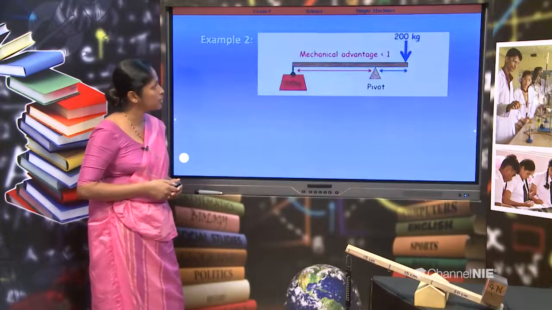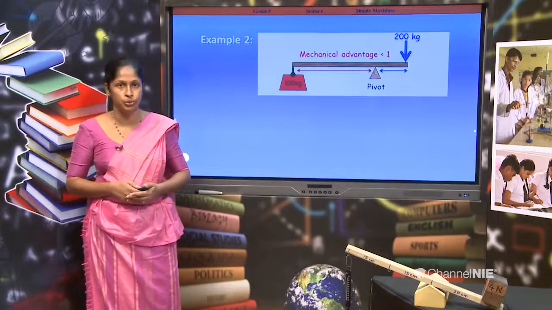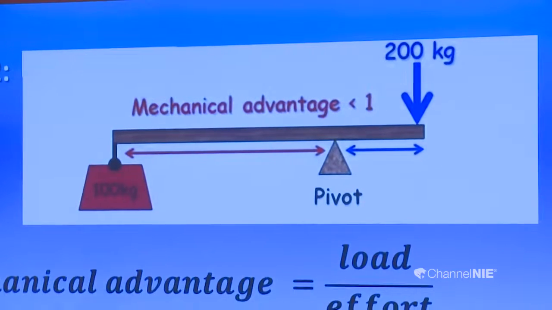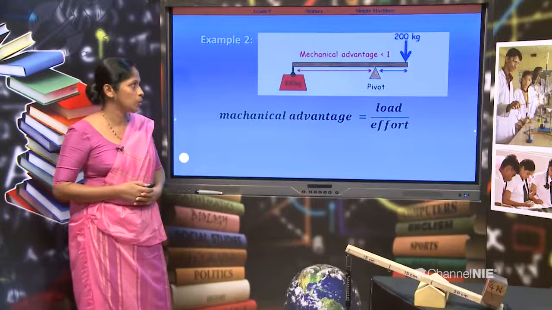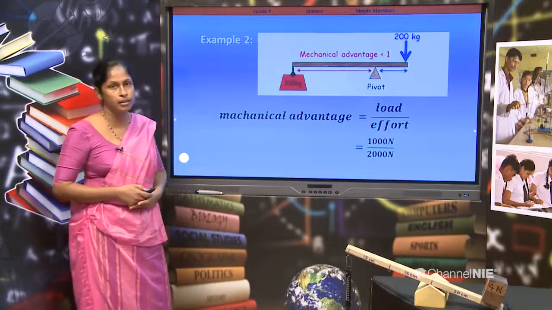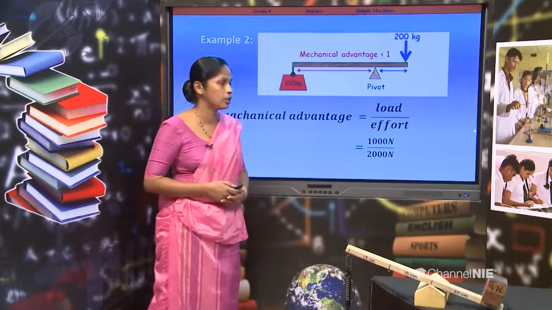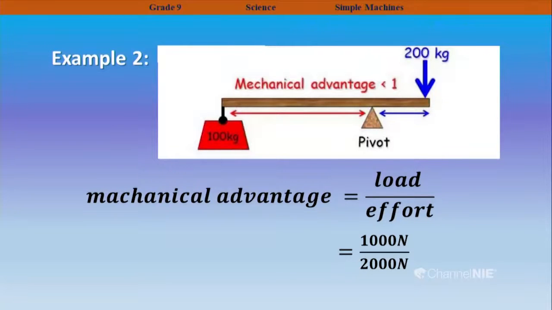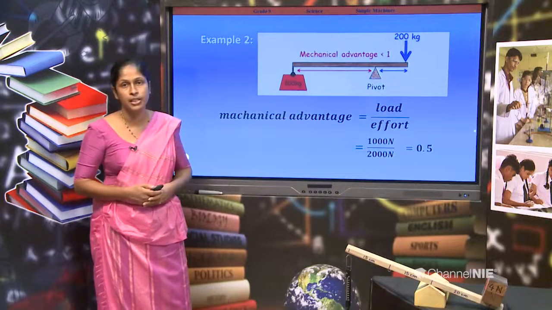Okay. Let us do another activity. Example 2. Here you can see the same weight, same load to be lifted by exerting a force, but the force or the effort we exerted is greater than earlier, that is 200 kilograms, 2000 Newton. Load is 1000 Newton, effort is 2000 Newton. Answer 0.5. Mechanical advantage is less than 1.